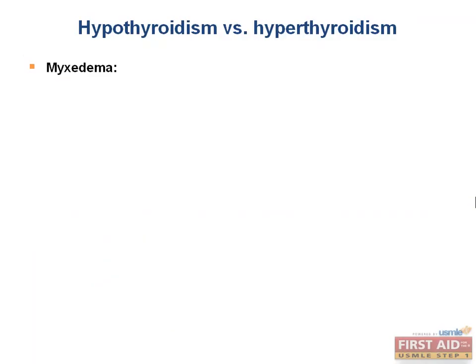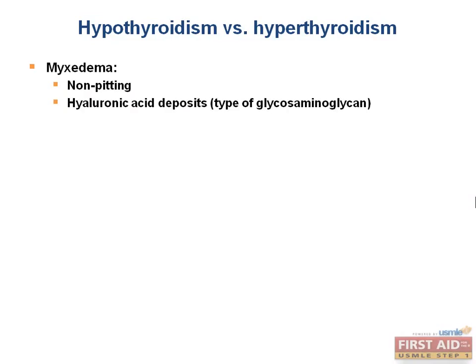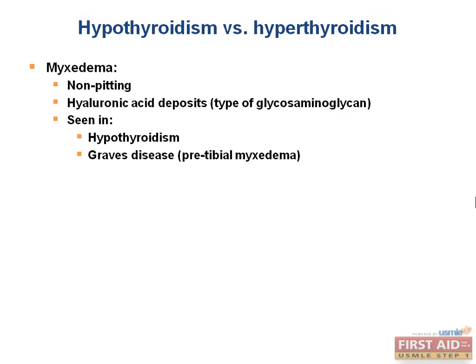Now I'm going to focus on some additional features of these disorders, starting with myxedema. So what exactly is myxedema? Well, it's a type of non-pitting edema that is due to increased deposition of glycosaminoglycans in the skin. Specifically, it is hyaluronic acid that is deposited. That may seem like a nitpicky detail, but it is a testable fact. Myxedema is typically seen in hypothyroidism. However, if it occurs in the tibia, this is often associated with Graves' disease, a specific cause of hyperthyroidism. This type of myxedema on the shins is known as pretibial myxedema.